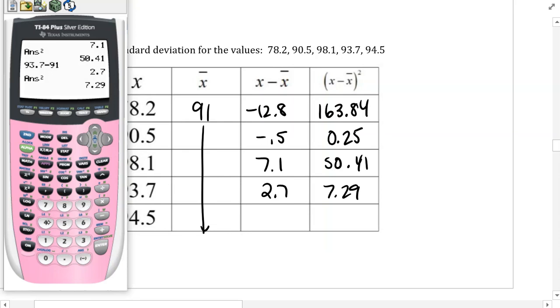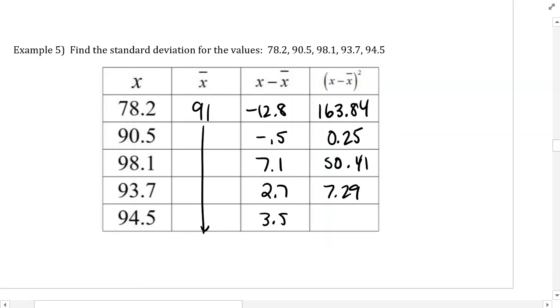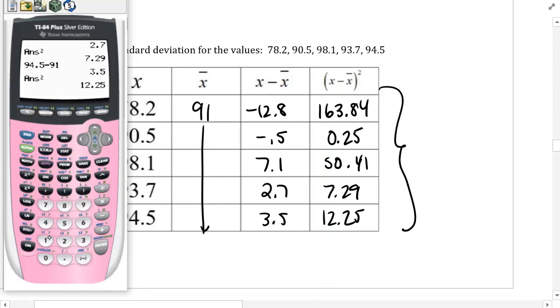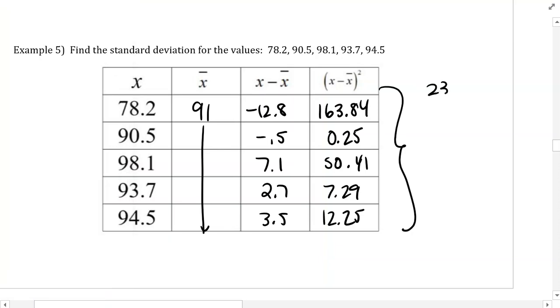and 94.5 minus that 91, and 12.25. Okay. All right, so now I'm going to add these all up. 163.84 plus 0.25 plus 50.41 plus 7.29 plus 12.25.